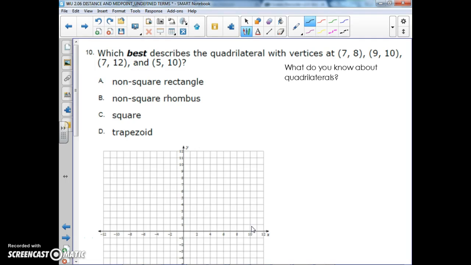So number 10 says, which best describes a quadrilateral with vertices at (7, 8), (9, 10), (7, 12), and (5, 10). First, we need to just think about what we know about quadrilaterals. What do we know about squares, rectangles, parallelograms, rhombus, trapezoid, stuff like that. And then we need to graph the shape. So step 1 is graph.